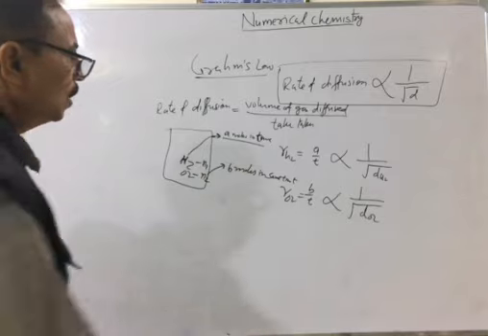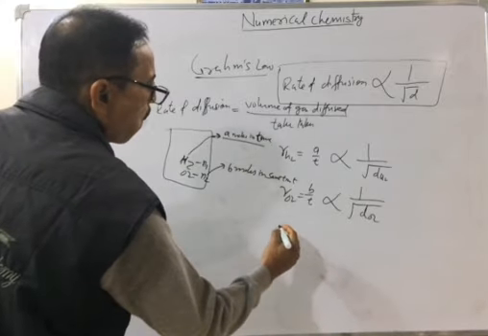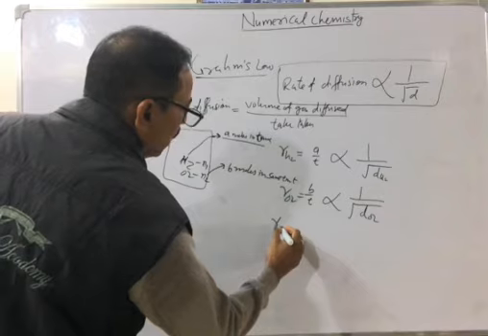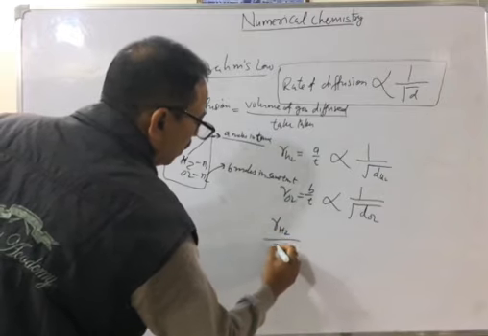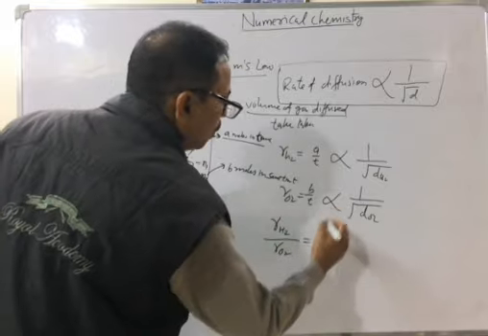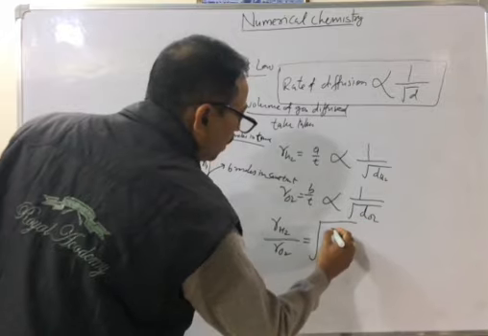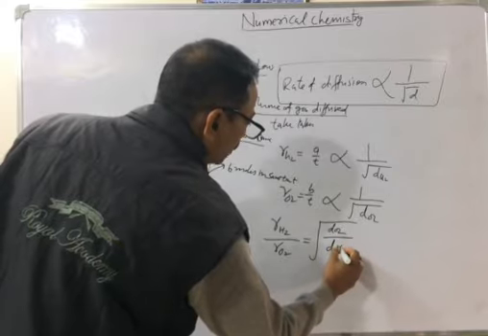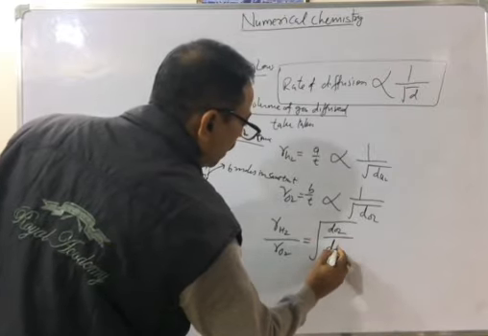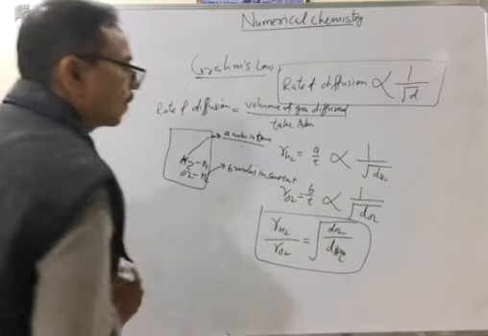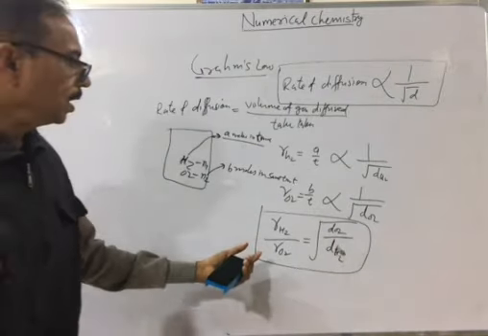If we summarize, the equation will be rate of diffusion of hydrogen by rate of diffusion of oxygen equal to square root of density of oxygen upon density of hydrogen. So this is very important. You can note it here.